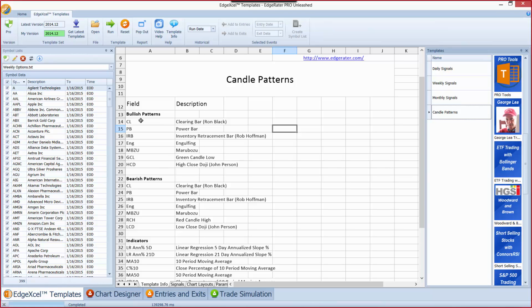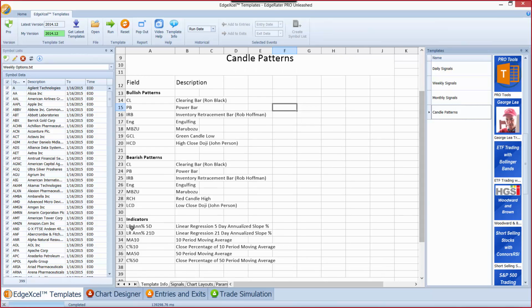We'll explain what these are when we look at some of the charts, but we have clearing bars, power bars, inventory retracement bars, bullish engulfing, and bearish engulfing, marubozu, green candle lows, high close dojis, and then the similar thing for the bearish side. And also there are some indicators in there for linear regressions over a shorter period and a medium period, and moving averages, the 10 and the 50, and how close the close price is to those moving averages.